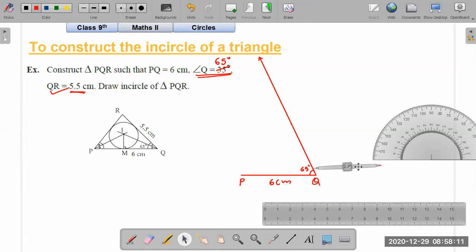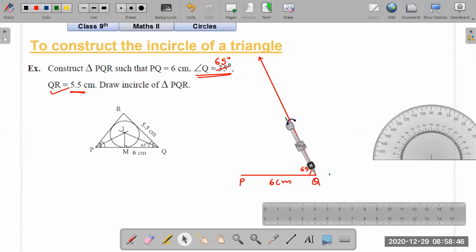Yes, and you need to place the steel point on Q. Place the steel point on Q and draw the arc on this line, the ray that makes 65 degrees. So place the steel point on Q and here we draw an arc which is of 5.5 centimeters like that. Okay, and this point is point R. So here we label it like that.